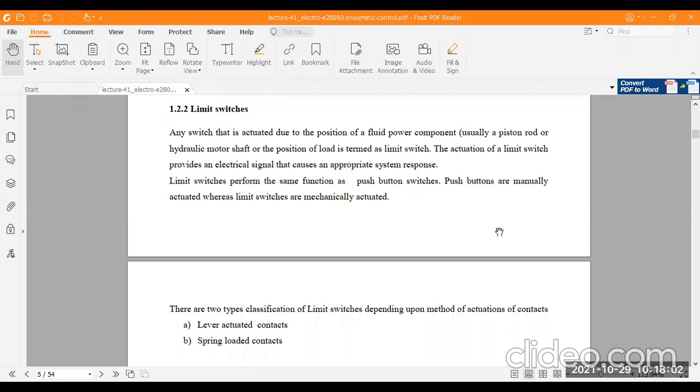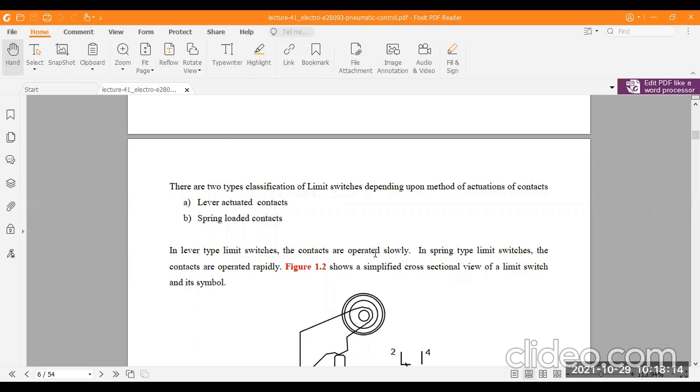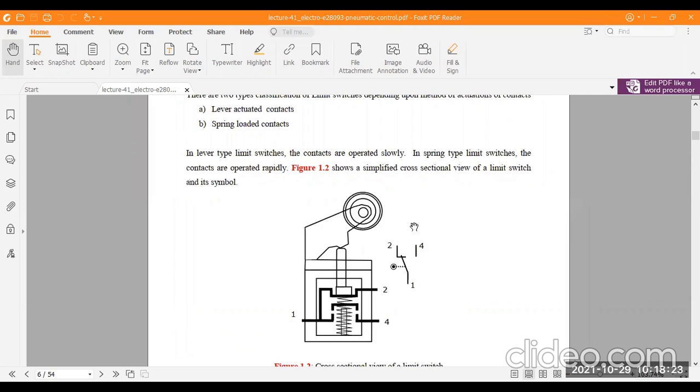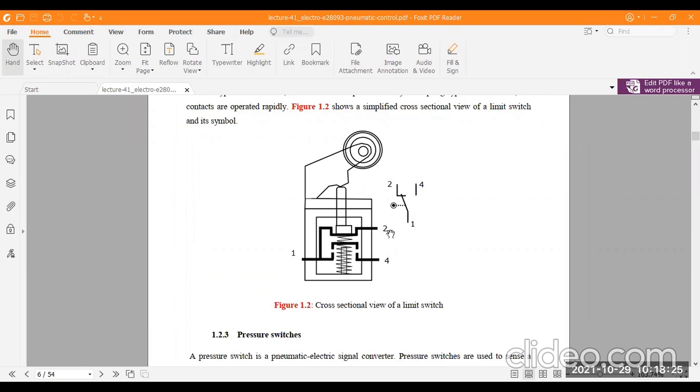This limit switch performs the same function as the push button switch. Push buttons are manually actuated, whereas limit switches are mechanically actuated. Its function is the same as the push button switch, but push button switches are operated manually, while limit switches work mechanically, so we control these limit switches mechanically.